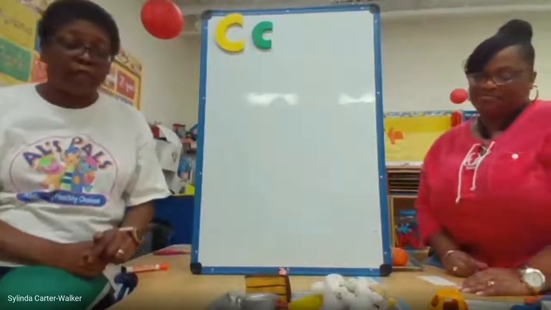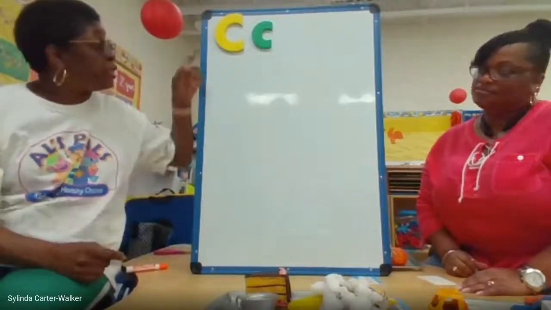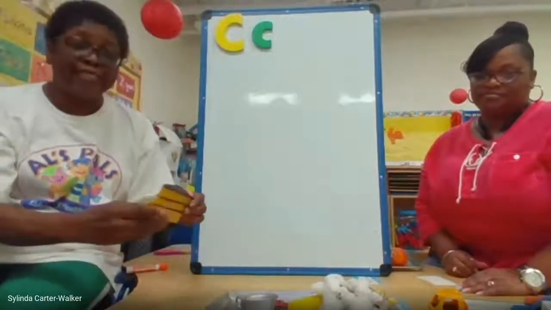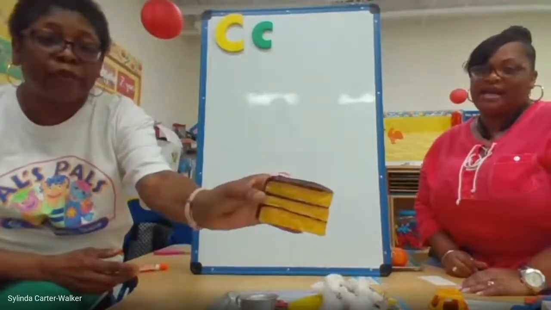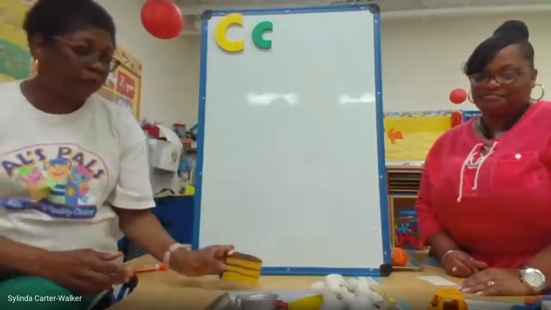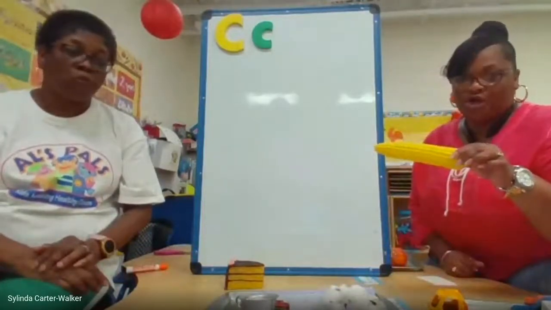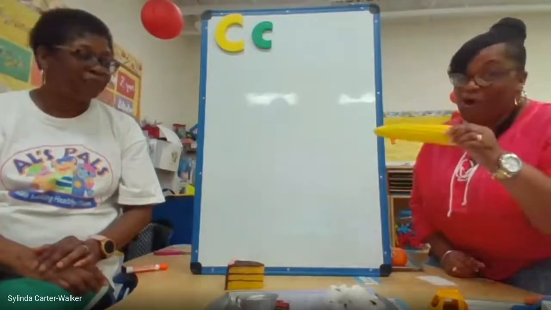Now, some items that we have to show you that begin with the letter C. The first is cake. Cake. Another item is corn. Corn. Everybody loves corn.